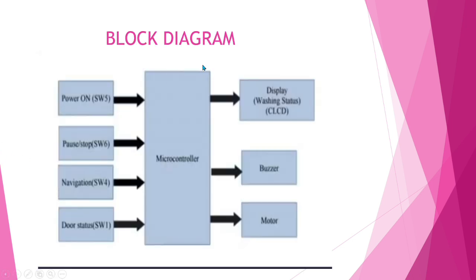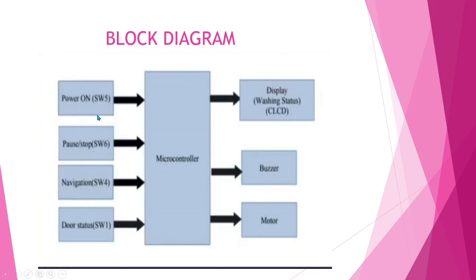The block diagram of the microcontroller contains a display that we call CLCD. It shows the washing machine status, then buzzer, motor, power on, pause and stop, navigation, and door status.